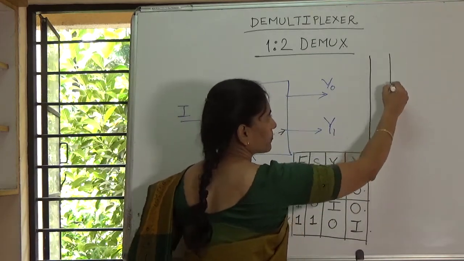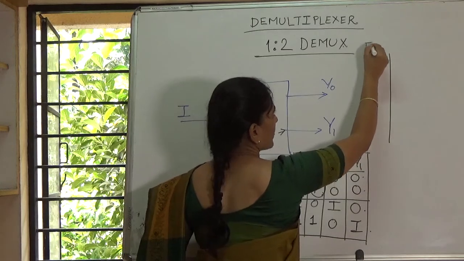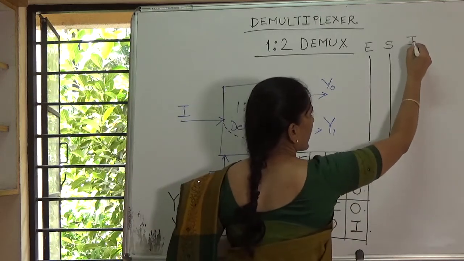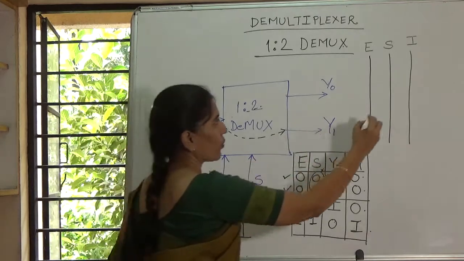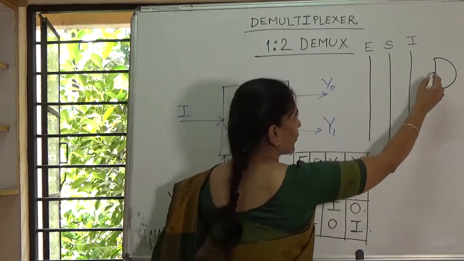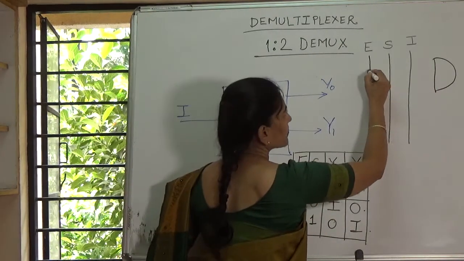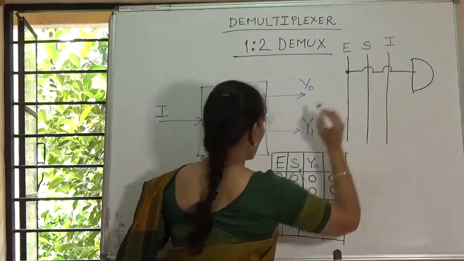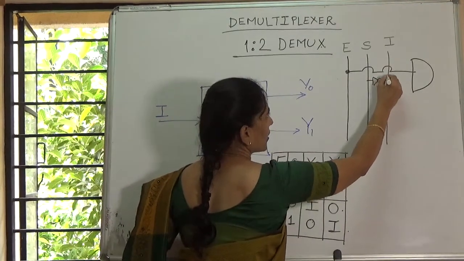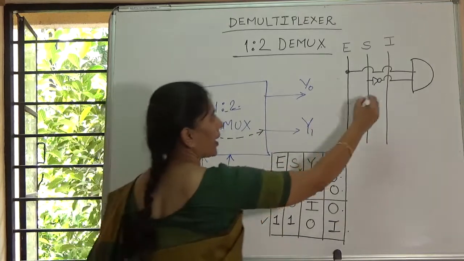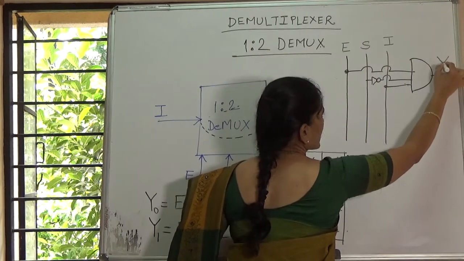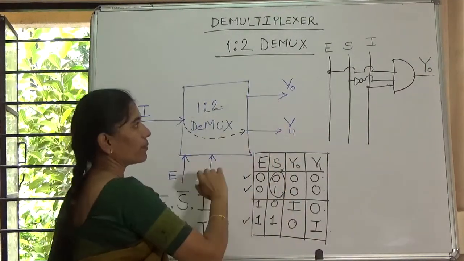and that can be drawn in this manner. So this is E, this is S, and we will also show the I input. To obtain Y0 we will require a 3 input AND gate. The first input is from E, the second is from S bar, so we'll require one NOT gate to generate the S bar, and the third input is from I. The output of this AND gate will give the Y0 output of the demultiplexer.